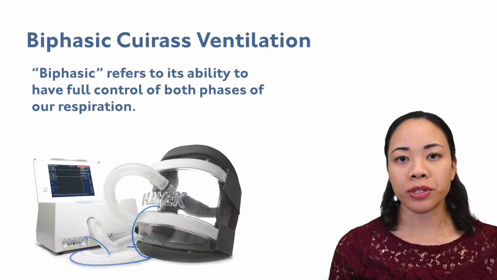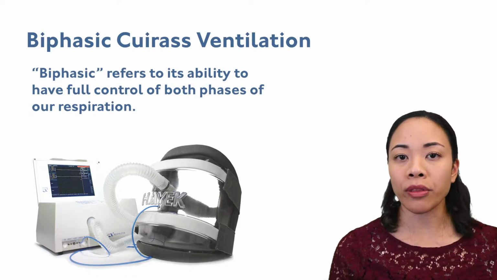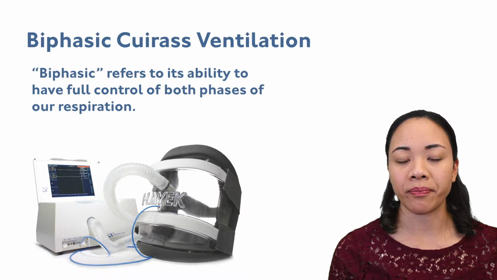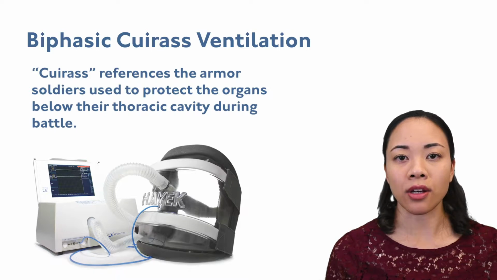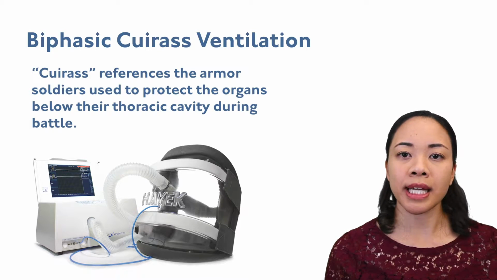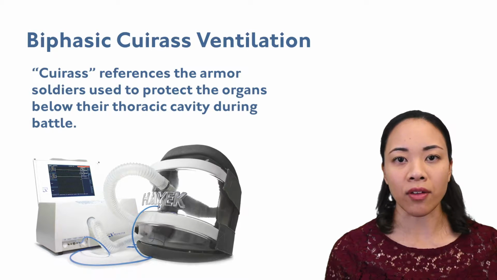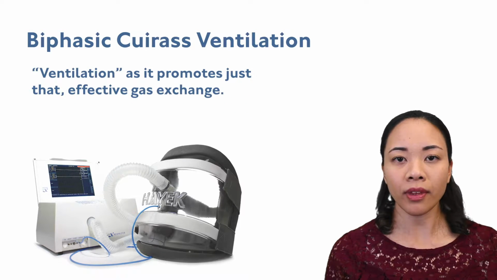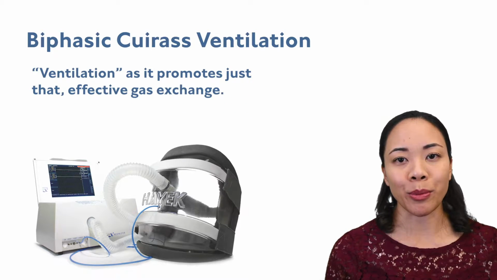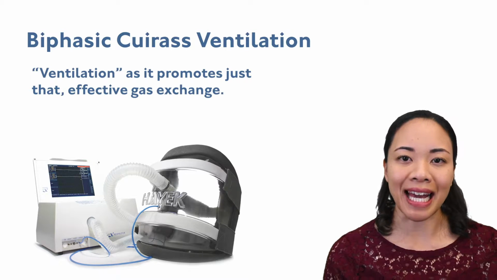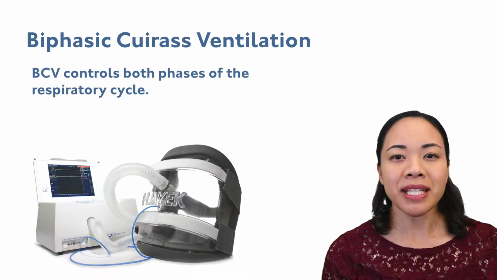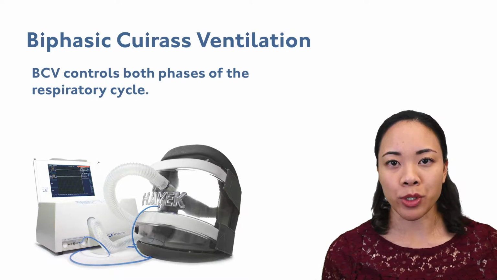Biphasic refers to its ability to have full control of both phases of our respiration. Cuirass references the armor soldiers use to protect the organs below their thoracic cavity during battle. Ventilation, as it promotes just that, effective gas exchange. BCV controls both phases of the respiratory cycle.